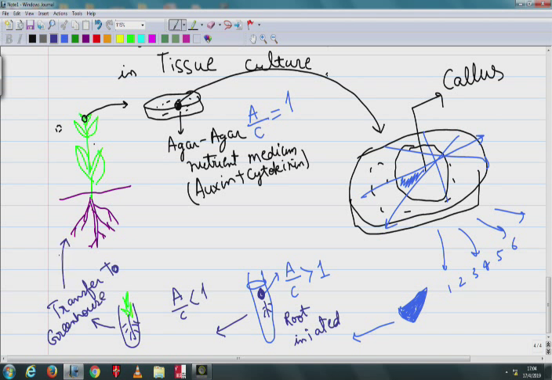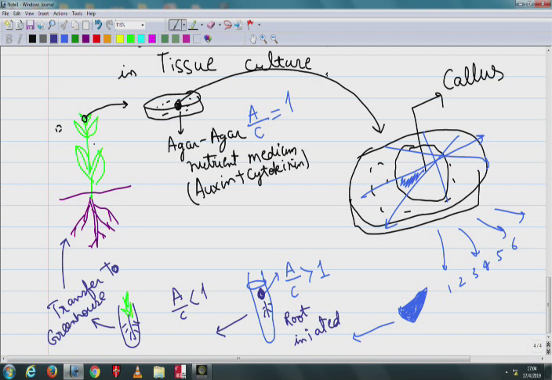Transfer to greenhouse and let it grow in the soil, and now it will become into a full plant. Are you getting me? Transfer it into a greenhouse. Now it will transform into a full plant. So this is how it is done. We have taken a small tissue sample and it has grown into a full clone. So this is a cloning technique.